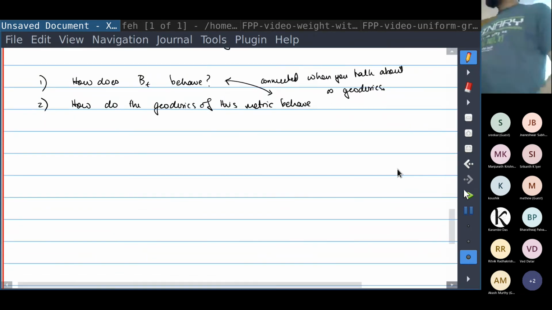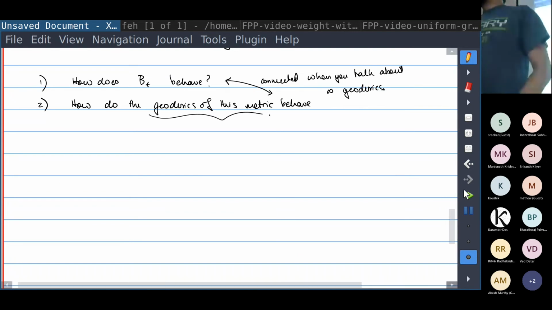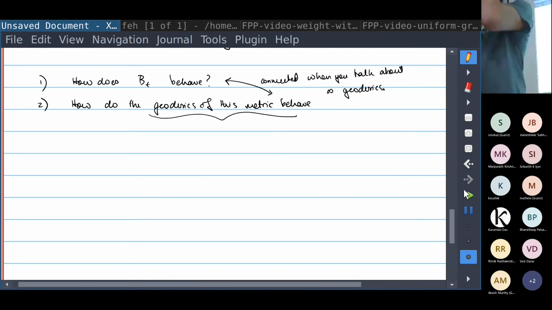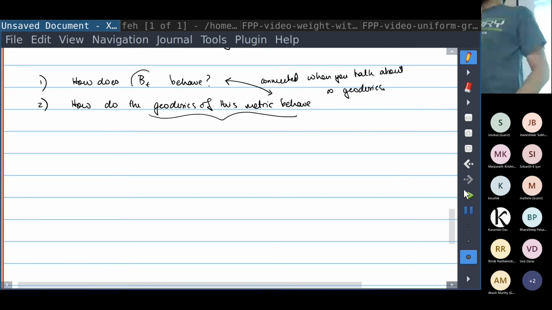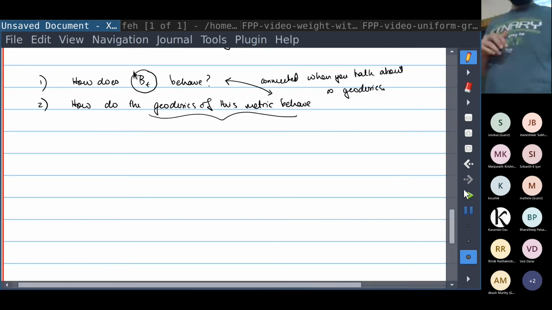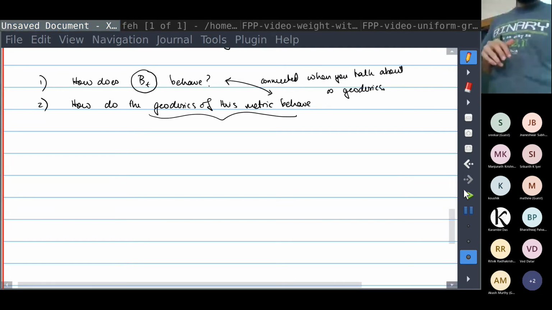Okay. So, and of course in this, I'll focus on this, but to even begin talking about geodesics, I need to talk a little bit about how this object behaves.